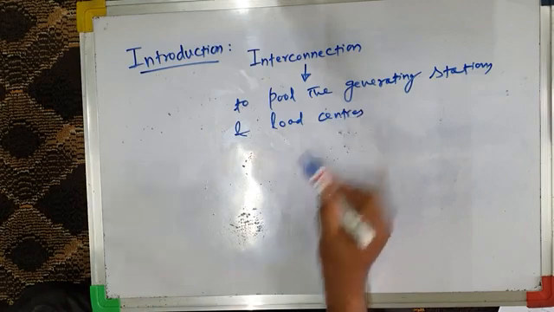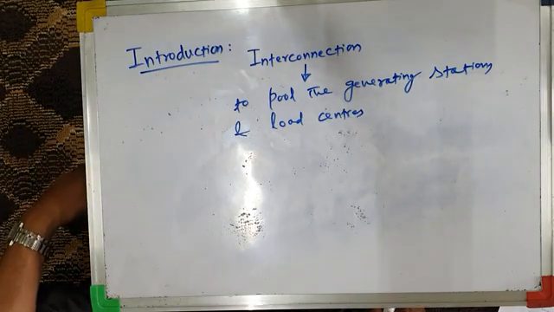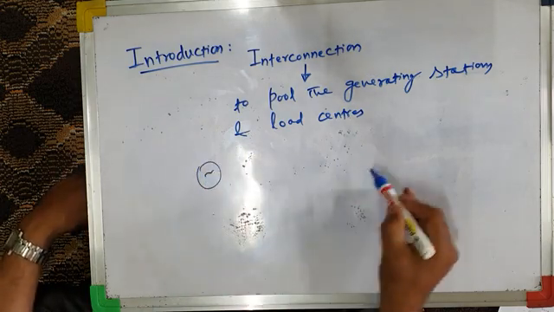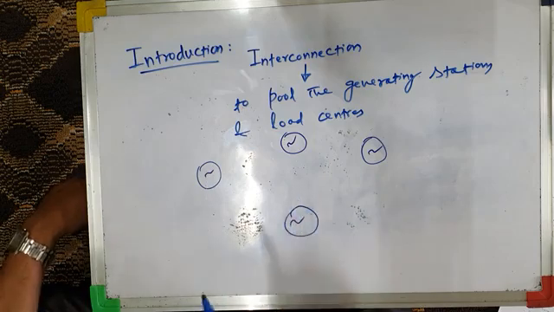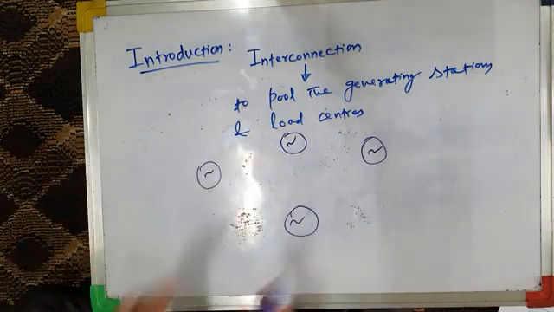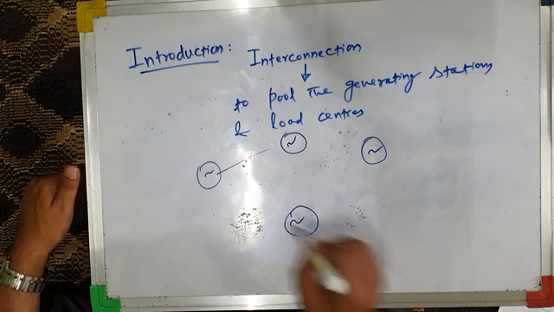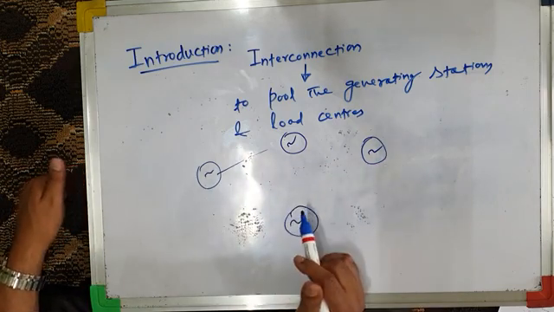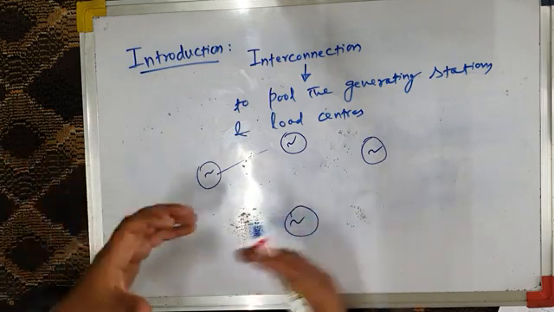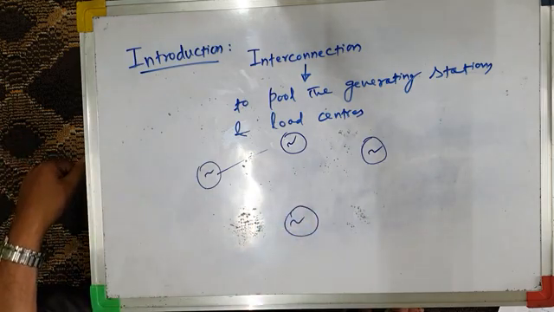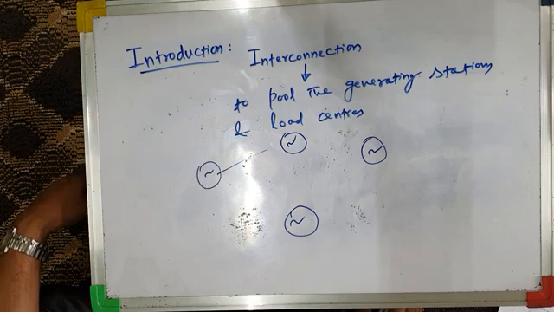In a country, we have a large number of generating stations in different states, different areas. I may have a generating station here, another here, another here, say in a particular region. What we are doing is pooling them together, connecting them together through a grid. And the loads which they are supplying are also interconnected, pooled together. So this is called interconnection: pooling the electrical generating stations and load centers.